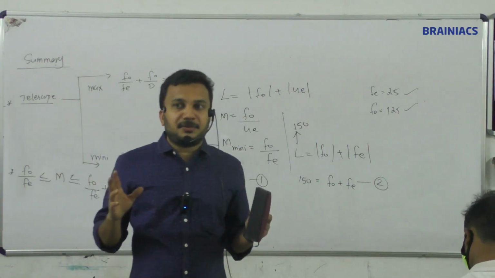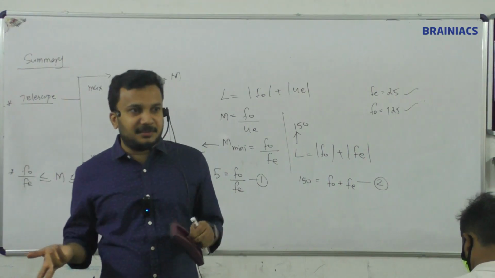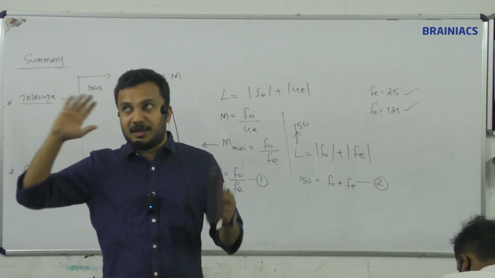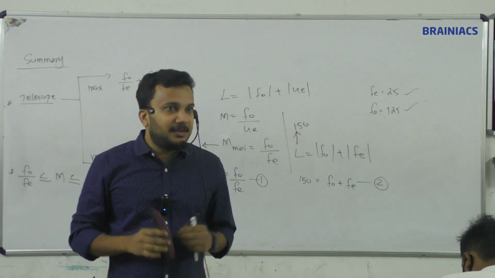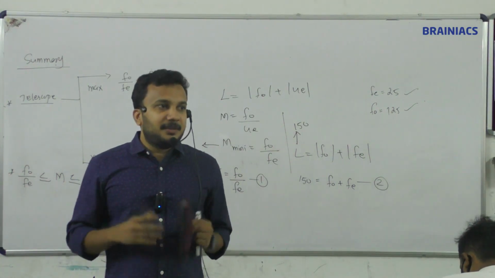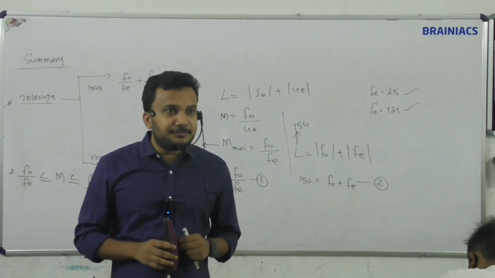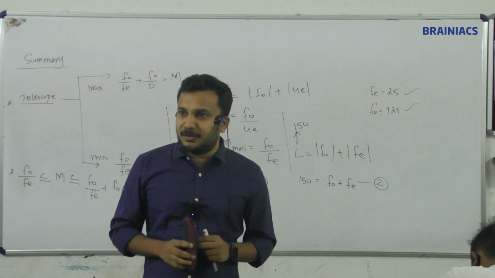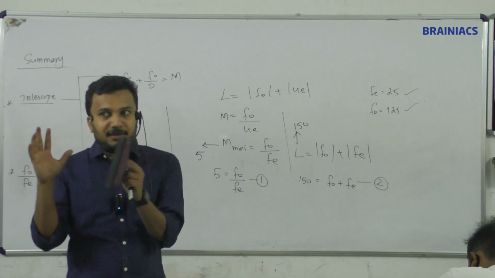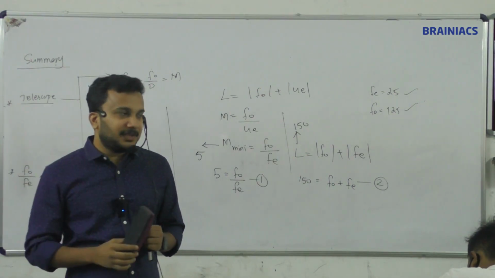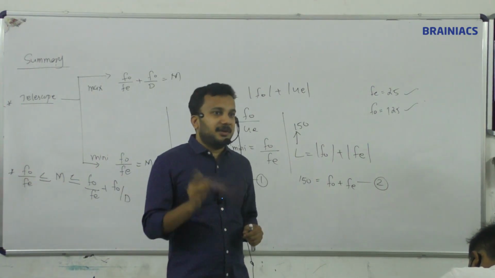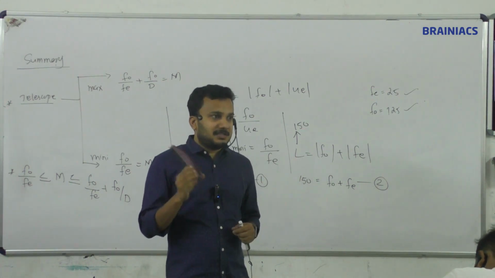So one compound microscope has two lenses, objective lens and eyepiece. Two magnifications are straight multiplied: V0 by U0 into the simple microscope magnification, D by UE. In our case, two conditions, maximum and minimum, strained eye or relaxed eye. For the strained eye, the image is at the least distance of distinct vision from the eyepiece lens. So the formula is V0 by U0 into 1 plus D by FE, where D by FE is the simple microscope part. Minimum magnification is V0 by U0 into D by FE.